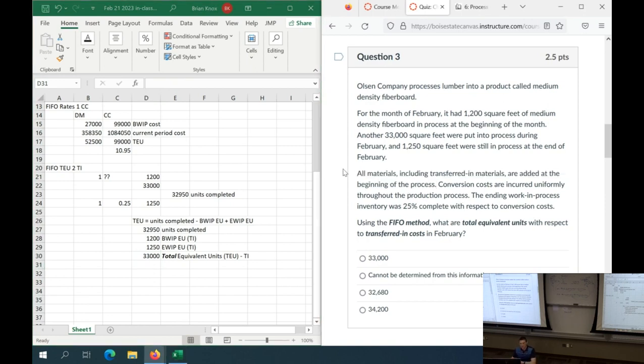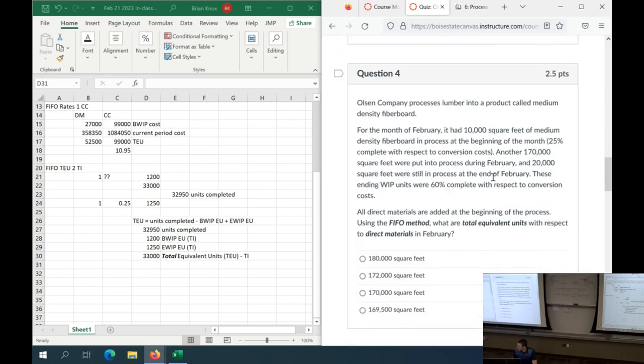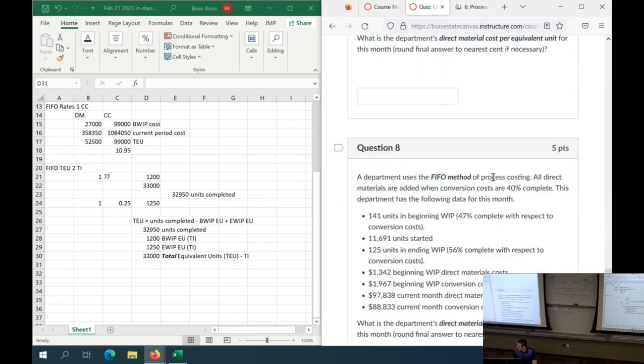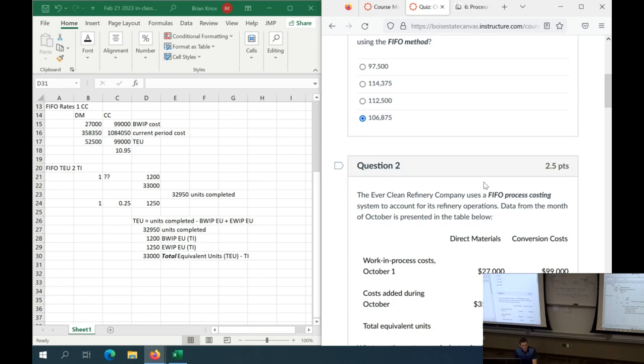Okay, gonna move on from this one. Is that all right? So there's a problem on the quiz. It's not in that format, but it gives you the ending WIP percentage, but it doesn't say like everything was added at the beginning of the process. So would that one be cannot be determined? It sounds like it would be. So it's asking for a transferred in cost or direct materials cost. Okay, for direct materials and conversion costs. Okay, and then it doesn't have anything to indicate when direct materials are added at all.